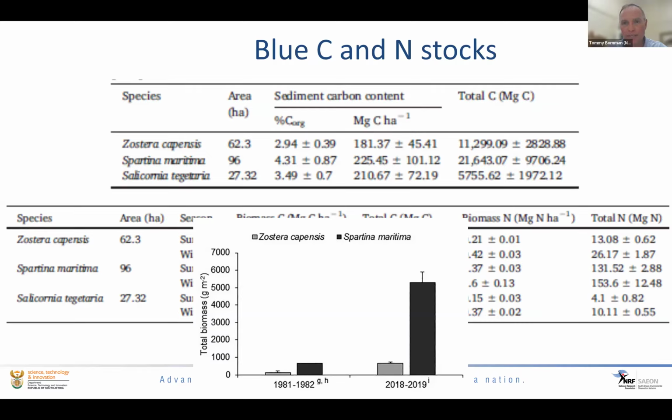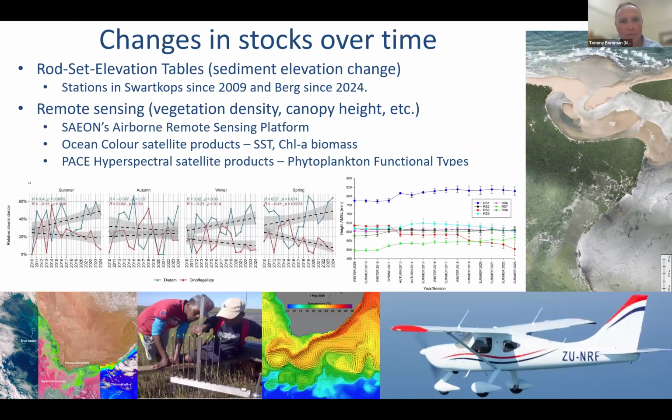So the problem is you cannot do this once off, basically, and expect that to stand as the carbon stocks in a system, because this changes over time. Apologies for the noise in the background. So that's why it's very important that you look at changes over time in stocks. So what we do is we set up rod surface elevation tables so that we've got a good understanding of sediment elevation change in all our systems.